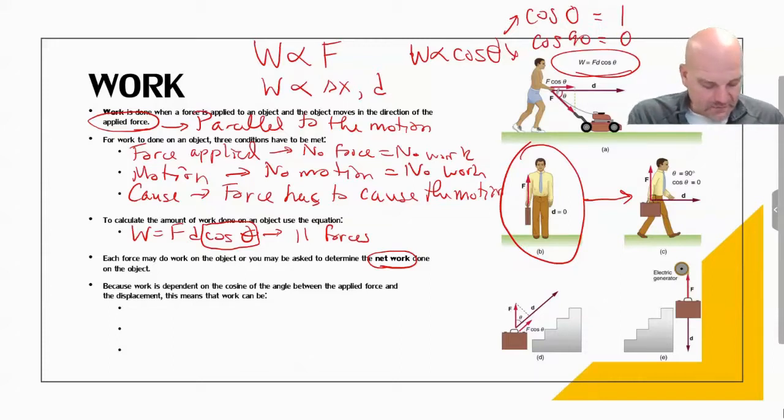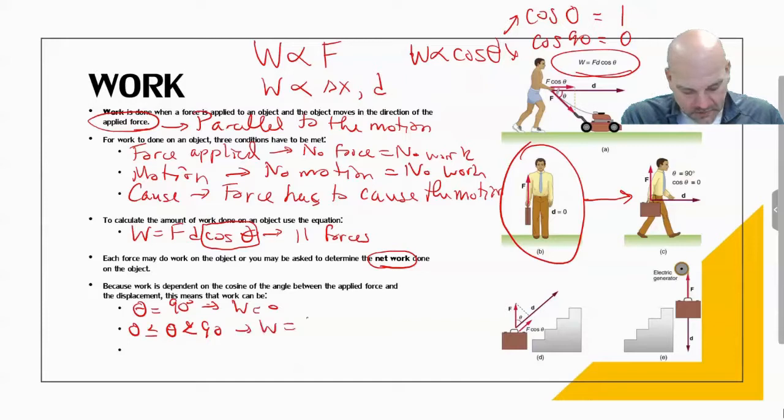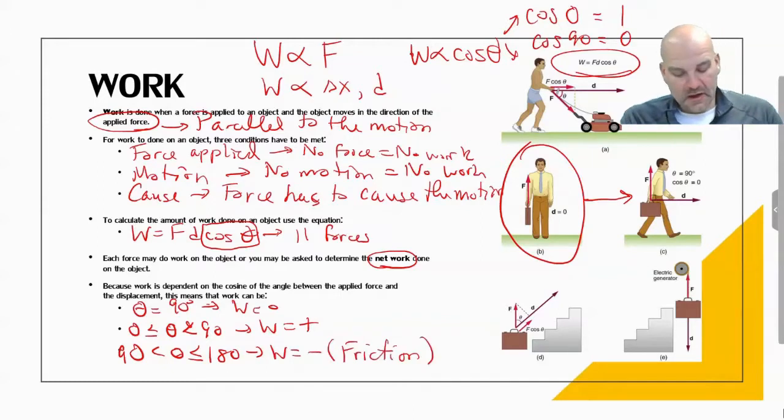Now, if your theta equals 90 degrees, that means your work equals 0. If your angle is between 0 and 90, your work is positive. And if your angle is between 90 and 180, your work is negative. And the big force that does negative work is friction.